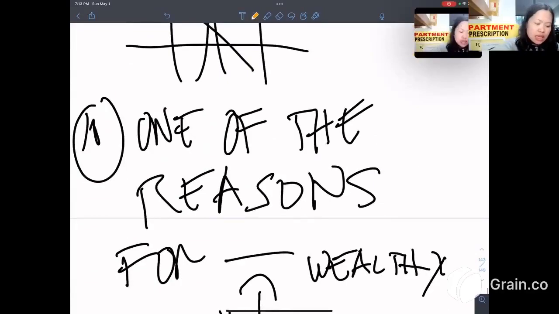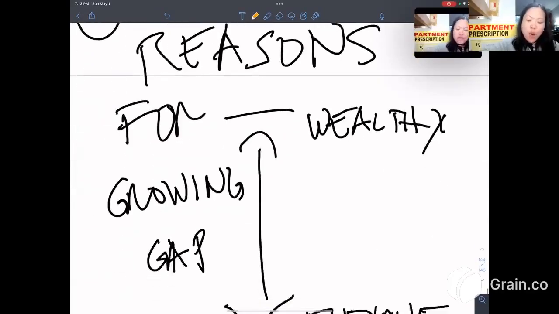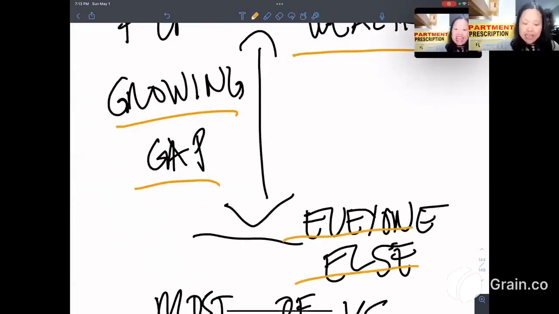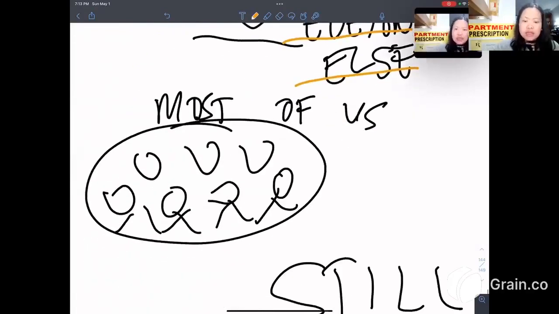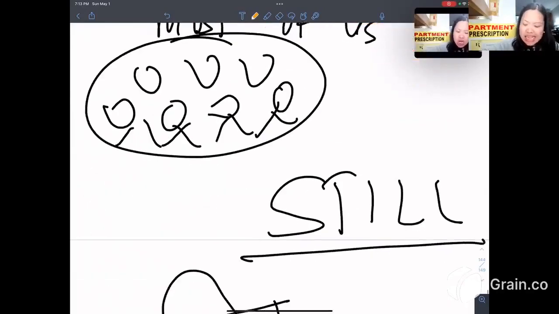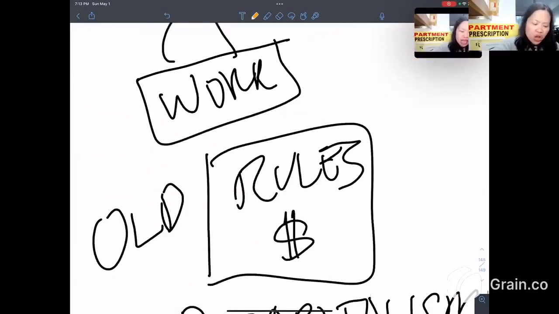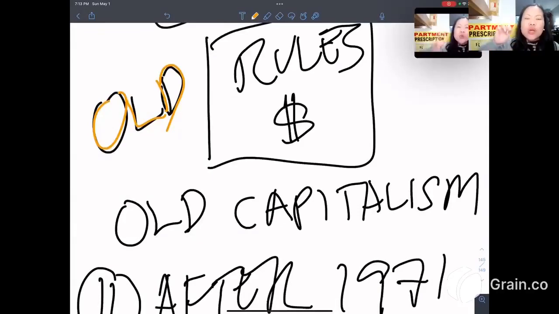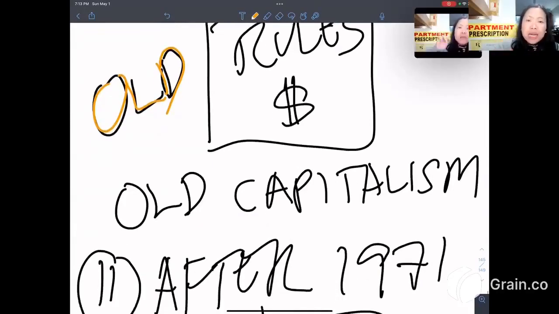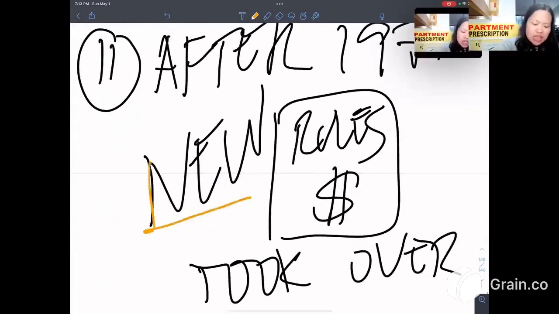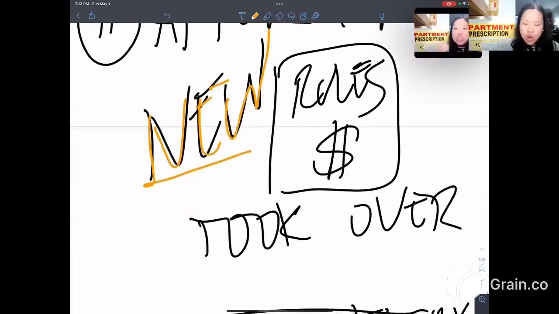So one of the reasons, lesson number 10, why there is a growing gap between the wealthy and everyone else is that most of us, in the everyone else category, are still working in the old rules of money. Old rules. Remember, in 1971, we were taken off the gold standard. So the dollar, from being money, became a currency. So after 1971, the new rules of money took over.